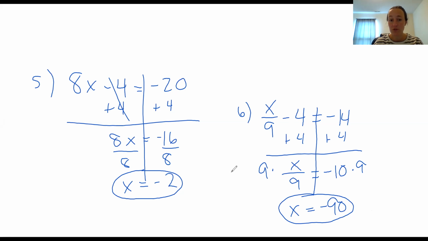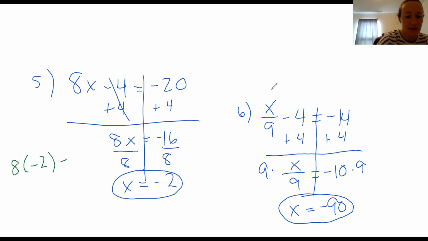Now, a quick note for those of you that are interested, you can actually check all of these answers by substituting back into a calculator. If you get out your phone calculator or your handheld calculator or even an online calculator, I'll use number 5 as the example. If you put negative 2 in for x in 8x minus 4, that answer ends up being negative 20, which is what the equation said, so we know we've got it right.